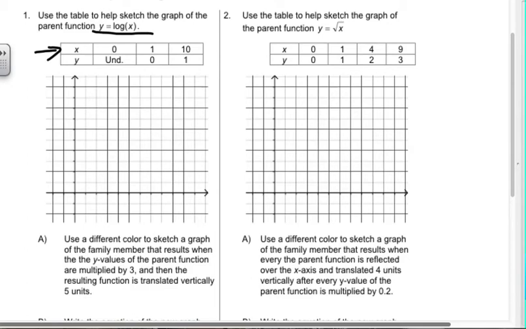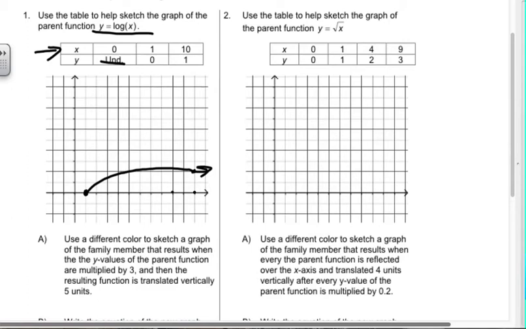So the first thing we do is we go to x equals 0 right here, and you notice that y is undefined. We don't have a value there. Then we go to x equals 1, and we have y equals 0. And then come over to x equals 10, and that equals 1. And what my function looks like is this. There's my parent.